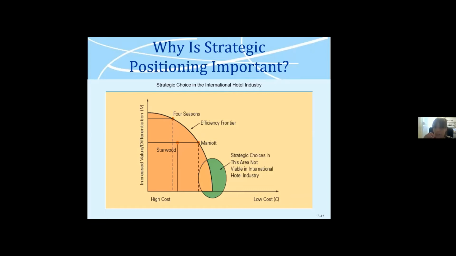Okay, Starwoods is inside the frontier because its operations are not running efficiently compared to the other two hotels, let's say. And also, this is according to its costs that are too high. And this implies that Starwoods is less profitable than the other two, and that its managers must take steps in order to improve the company's performance.